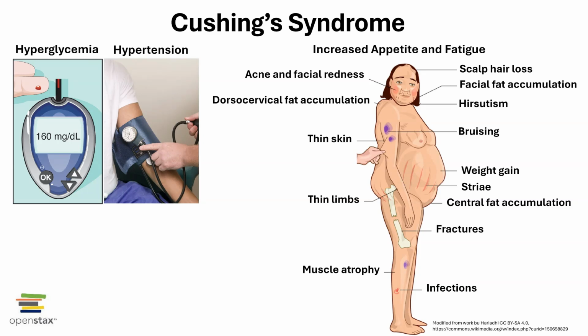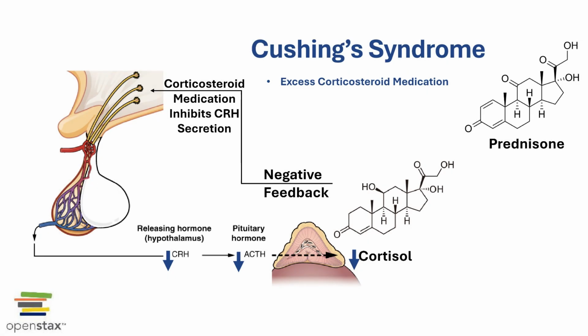Wounds heal slowly, and the immune system is suppressed, leading to increased infection risk. Cushing's syndrome resulting from excess glucocorticoid medication will activate the negative feedback mechanism in the hypothalamus, leading to decreased production of CRH and ACTH. Adjusting the dosage or stopping the corticosteroid medication is the primary treatment for this condition.